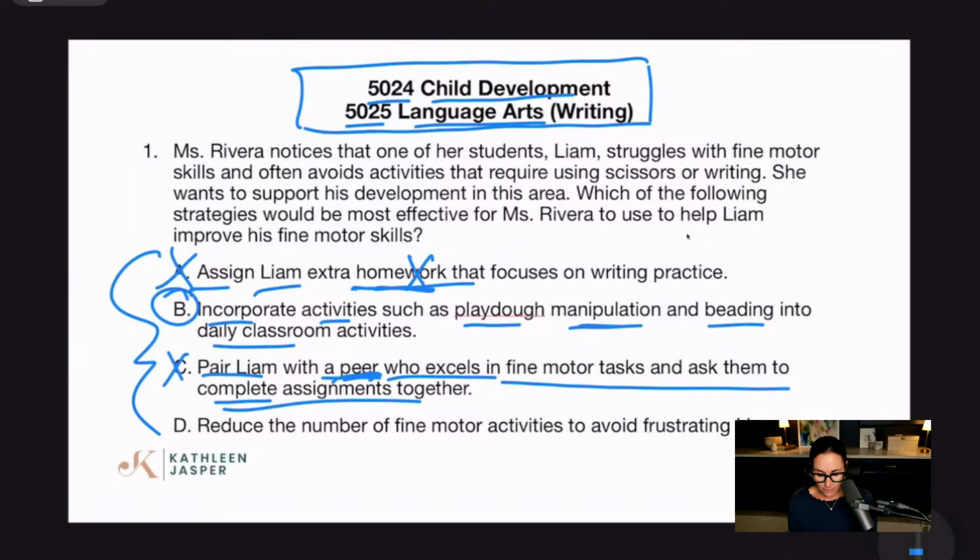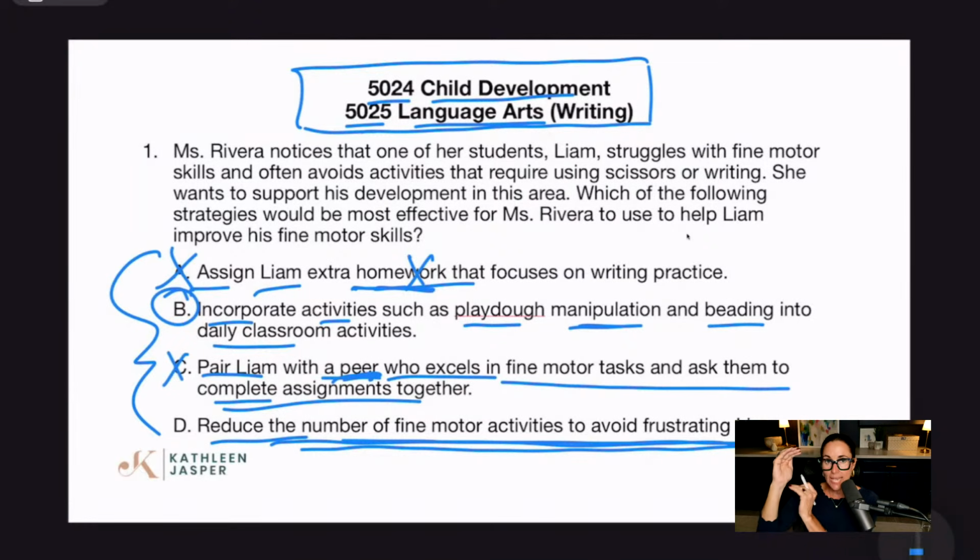All right. And then this one, reduce the number of fine motor activities to avoid frustration. Here's the deal. We always want to keep the standards high. This is code for lowering the standard. We don't want to do that. We want to keep the standard high, but provide scaffolds and supports so the student can meet that standard. Now, obviously, we talk a lot about that. It's easier said than done. But the point is, never choose an answer choice or a practice where you're like, I'm just going to make it easier. No, we want to keep pushing students toward critical thinking, toward higher order thinking. So D, I'm crossing out because the term reduce the number of fine motor activities could be appropriate in real life, but not on this exam.